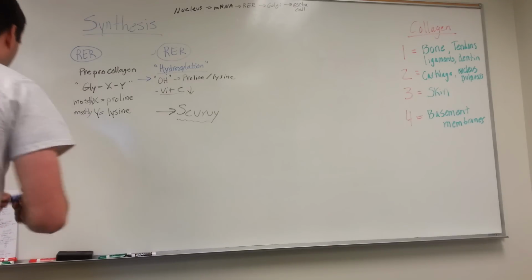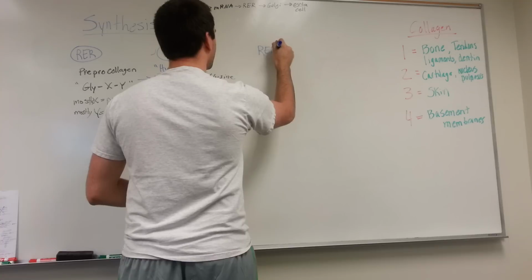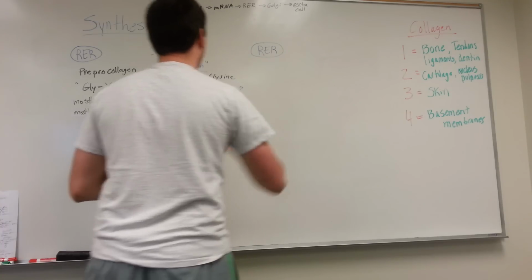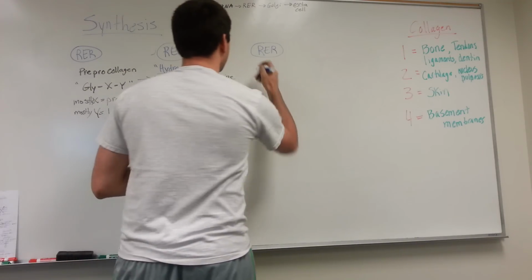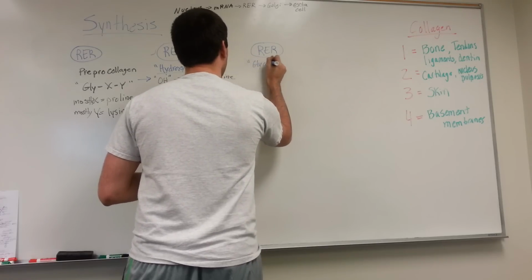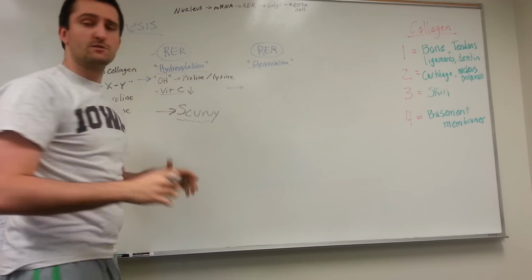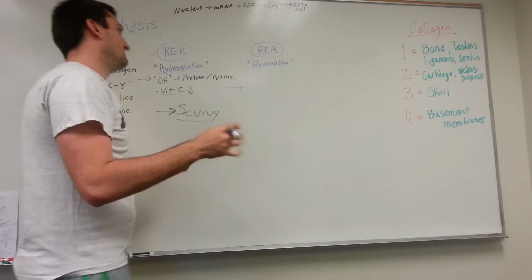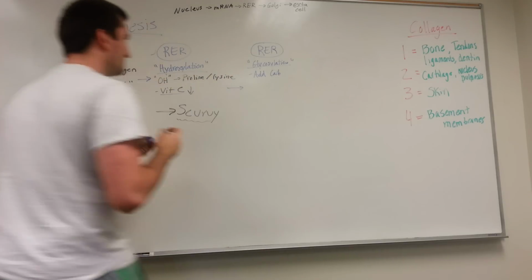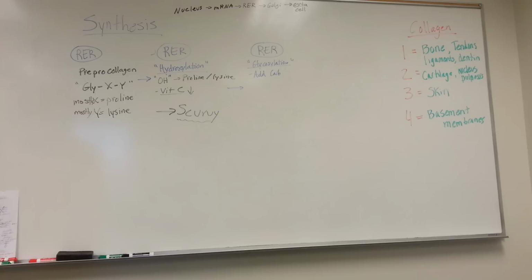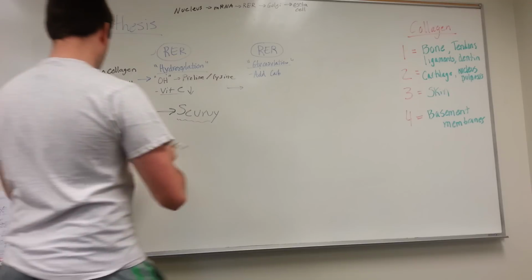All right. So let me get the colors out again. There's another step that's also going to be found in the rough endoplasmic reticulum. And so this step is going to be called glycosylation. What is glycosylation? Let me write this. It's where you add a carbohydrate onto, in this case, the collagen. So add carbohydrate. So glycosylation, this is going to be the next step. And this is where we convert it from pre-pro collagen into simply just pro collagen.